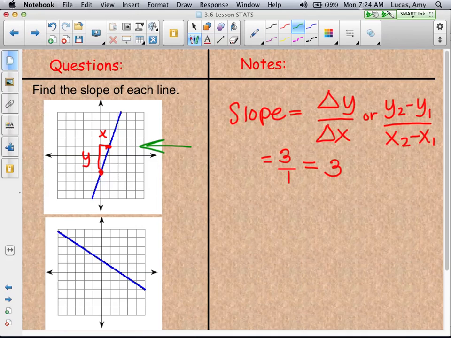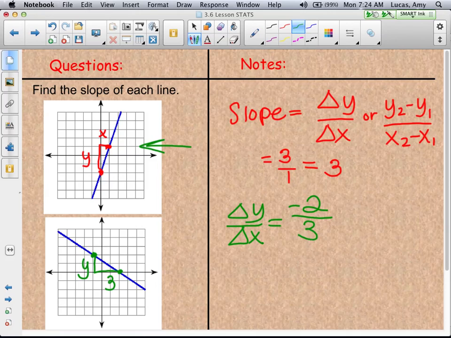My second graph. This point looks good to me. And then I'm going to say this point right here looks good to me. So change in y over change in x. This graph is going down. If I start at the point on the left, which is what I always do, I'm going to have to go down 2 and then over 3 to the right. So my change in y is -2. My change in x is 3.